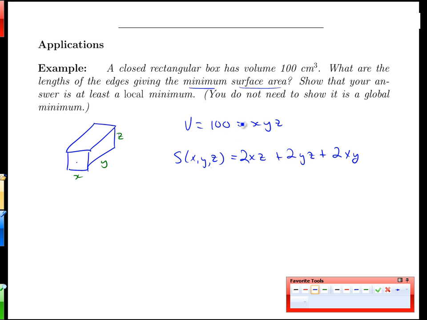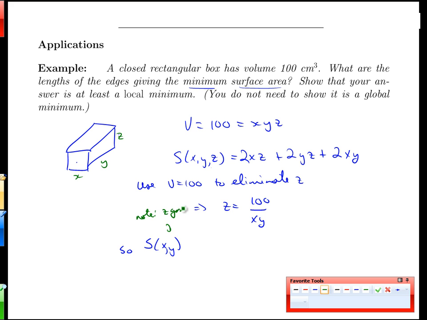Now, how do we implement this constraint? We're going to see a very interesting way to do that in the next unit. But for now, let's settle for the classic method of using our constraint to eliminate a variable. Let's eliminate Z. So if V is equal to 100 equals XYZ, then Z must equal 100 over X times Y.